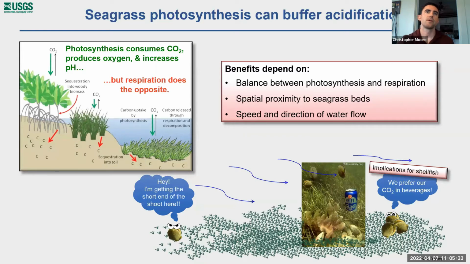And here is why. Recent studies indicate that photosynthesis during the day in seagrass beds can locally elevate pH and decrease CO2 and may provide some protection from acidification for marine species like shellfish. But also, conversely, respiration at night can decrease pH and increase CO2. The ability of seagrass to buffer pH depends on the balance between this photosynthesis and respiration, also how close you are to the seagrass bed, and the speed and direction of the water that's flowing over the seagrass bed. Okay, next slide, please.